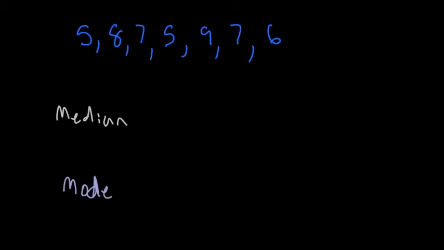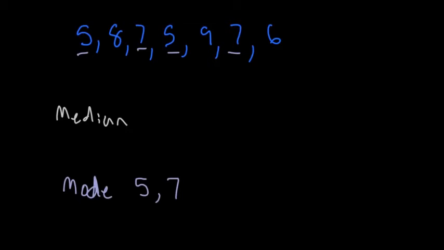Alright, we're going to do one more set of data here. And on this one, I'm going to start with the mode. It doesn't really matter which one you start with, but I'm going to start with the mode. So I got 5, 8, 7, 5, 9, 7, and 6. So if I look at this, I have two 5s, but I also have two 7s. So my mode is both 5 and 7. So in this case, I have two modes.